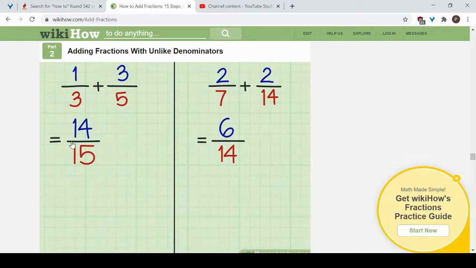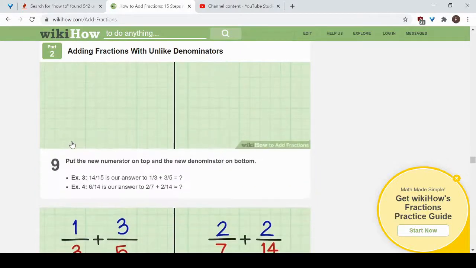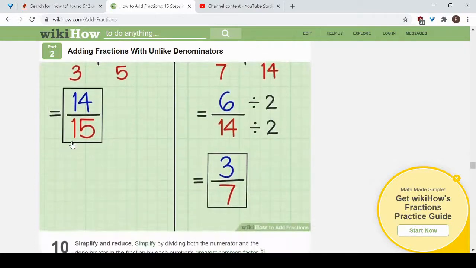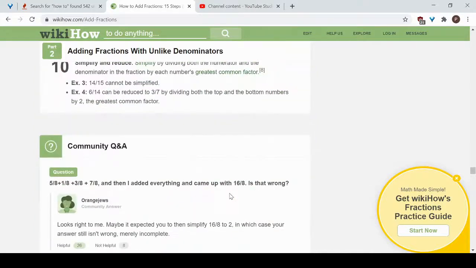We can't simplify 14 over 15. That's just 14 over 15. But we can simplify 6 over 14. We can divide them both by 2. Whatever you do to the top, you have to do to the bottom. If we want to get these up to 15, we have to multiply the top by 5, for example, and we have to multiply the bottom by 5. If we want to simplify this, we divide the top by 2, then we have to divide the bottom by 2. So 6 divided by 2 is 3, and 14 divided by 2 is 7.